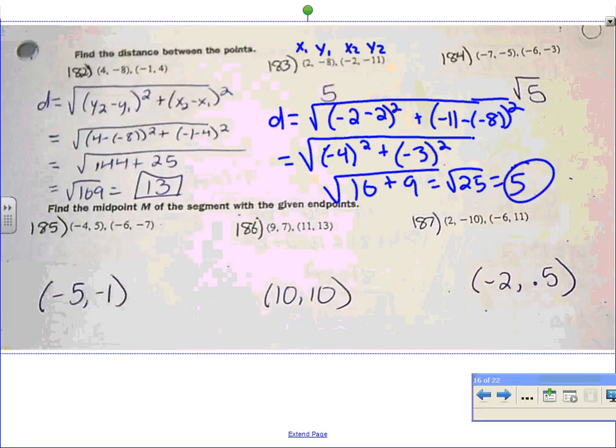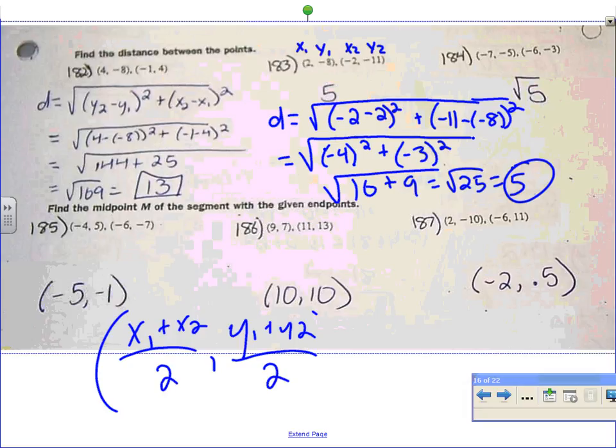Ray? I just went over that 5 minutes ago. x1 plus x2 divided by 2, comma, y1 plus y2 divided by 2. Please pay attention, Ray. Add first. Order of operations. Add first, then divide by 2. Okay. Greta?